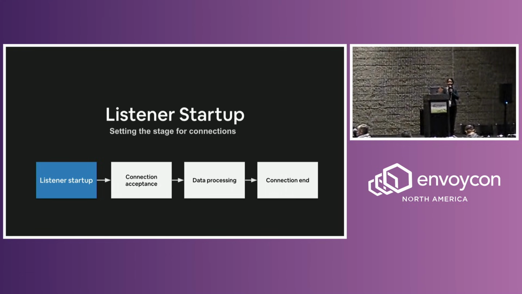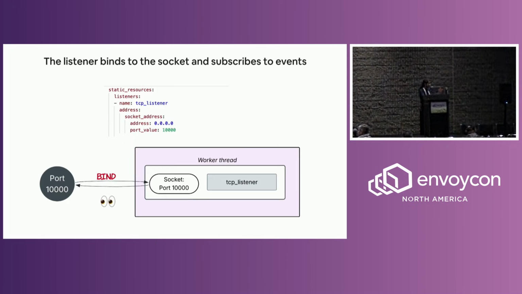This is where we set the stage for the connections to happen. So going back to our config we saw before, we have the TCP listener, which is listening on port 10,000. What does this even mean? So when the listener starts up, Envoy creates a socket on this listener, which binds to the port.